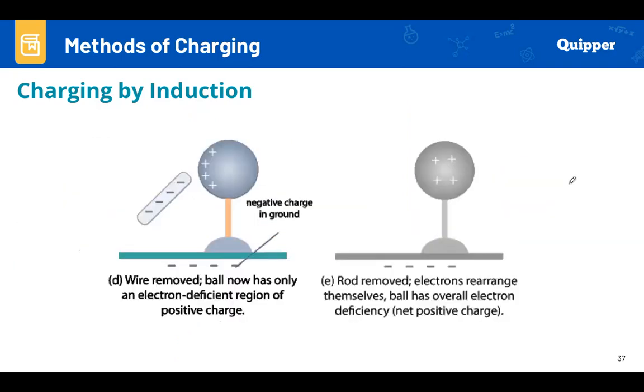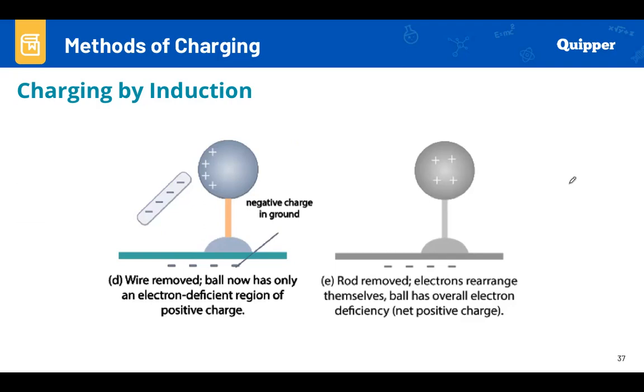Ayan. Wire removed, the ball now has only an electron-deficient region of positive charge. Tama? Kasi, kapag tinanggal mo na yung wire, maiiwan yung mga electrons sa loob na nasa floor, at maririta sa metal ball mo yung positive charge. Rod removed, electrons rearrange themselves, ball has overall electron deficiency, that is net positive charge.